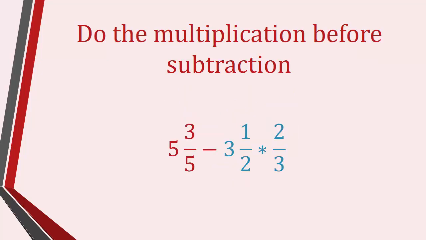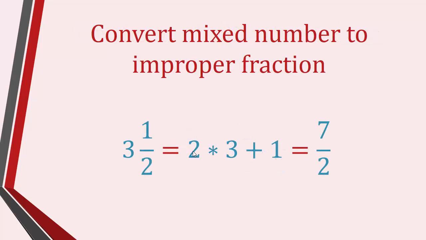Do the multiplication before the subtraction. So we do the multiplication side of the problem before the subtraction side, as we know in arithmetic operations. Convert mixed number to improper fraction. 3½ is equal to 2 times 3 plus 1. 2 times 3 is 6, plus 1 equals 7 over 2.